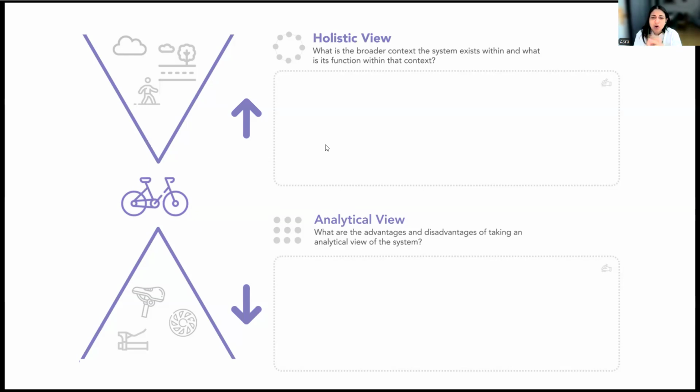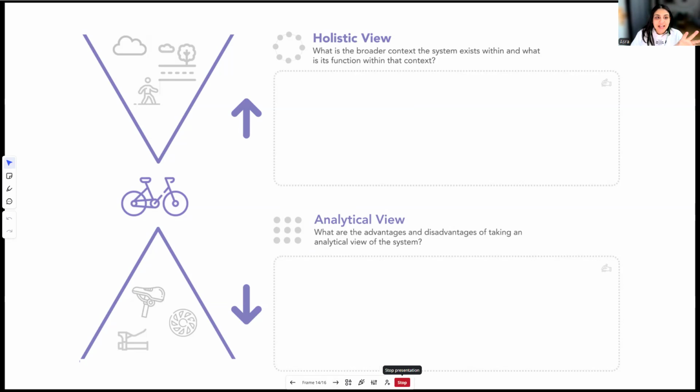And then you move to a holistic view, the section above, where you invite the participants to reflect on the broader context in which the challenge statement exists and its function within that context. You ask the participants to take some time, put the stickies, and then after they're done, they can come out and explain what they felt, if they found the interconnections between different parts, and if it helped them to understand the complexity in which the system exists.